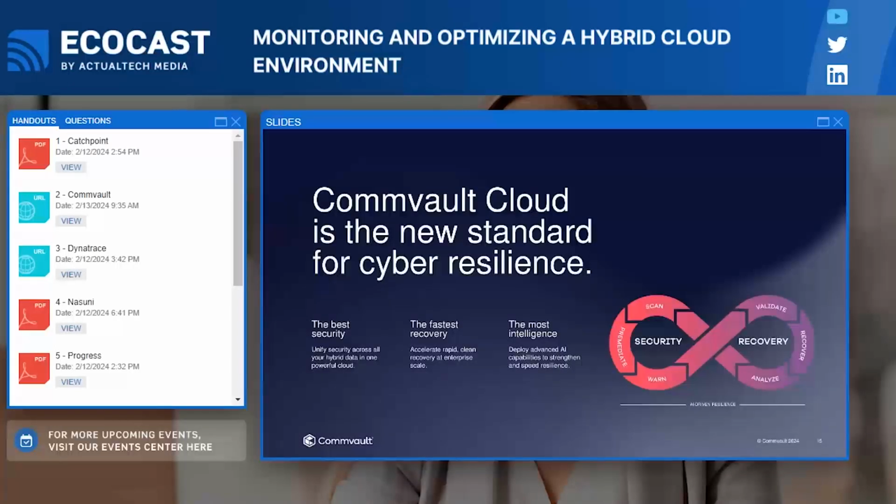In summary, when monitoring and optimizing your cloud, Commvault Cloud offers the best, most comprehensive data security, unifying how you safeguard all of your data. No matter where it is or where it lives or where you want to recover it, you get this in one single powerful cloud. We offer the fastest recovery to accelerate rapid, clean recovery at an enterprise scale. And we do it with the most intelligence, deploying advanced AI capabilities to strengthen and speed up your resilience practice, all in one platform built for the hybrid enterprise.